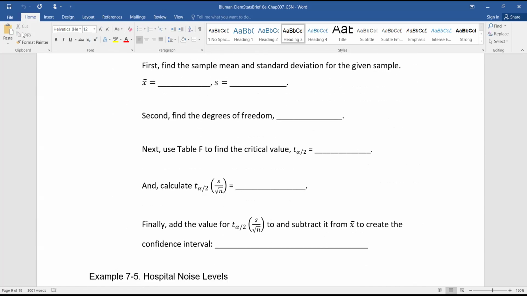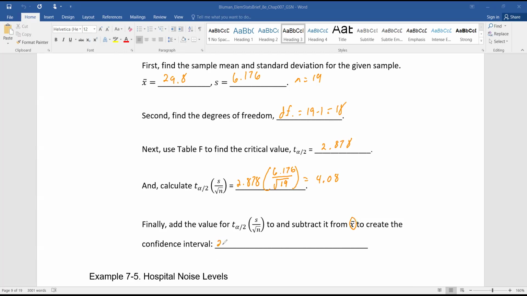So again, I now know that this is 2.878. Now that I have this information, now I can calculate this. So this will be 2.878 times 6.176 divided by the square root of 19. When you type that into your calculator, it comes out to 4.08. Then you're going to add and subtract this value to your sample mean to create a confidence interval.